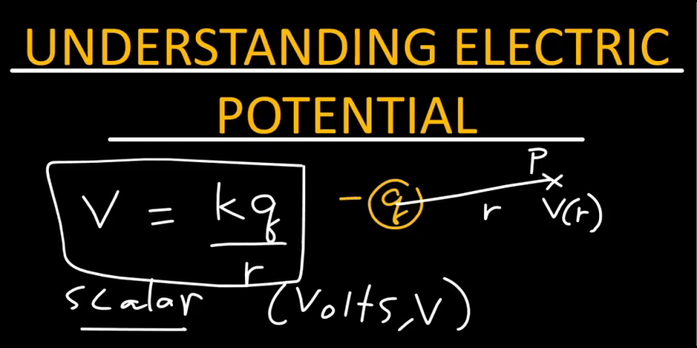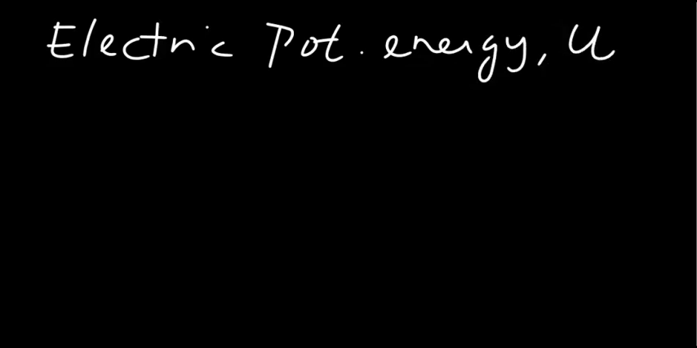If we are dealing with a positive charge, the potential it creates at a particular distance would have a positive sign. Likewise, if we are dealing with a negative charge, the potential it creates at a particular distance would have a negative sign. Potential is often closely related to another quantity that we call the electric potential energy, which we usually denote with the letter U.